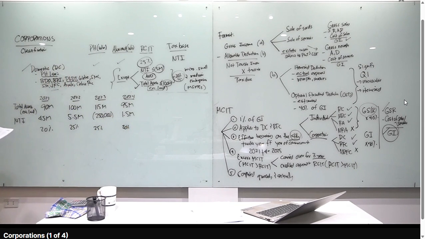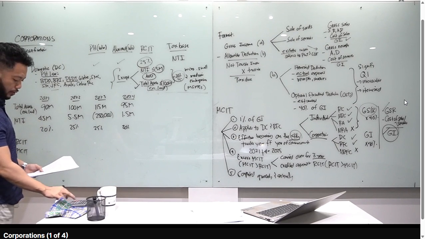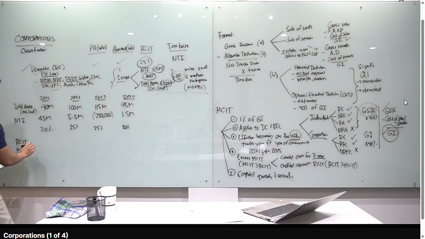Alright? Now, question here is income tax payable. Sa corporations, to compute for the income tax payable, we have to compute for the RCIT and the MCIT. Doon muna tayo sa RCIT. Okay? We have RCIT and we have MCIT. Ayan. So, RCIT natin is 4.5 million times 20%. You get 900,000. Alright?